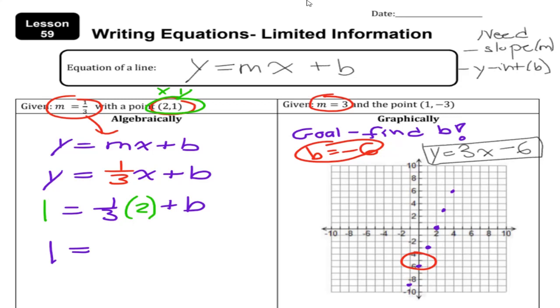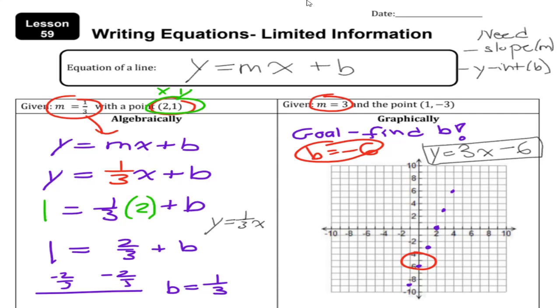2 times 1/3 is 2/3. And then I'm going to use my calculator now to isolate my b. I'm going to move my 2/3 to the other side. And b equals 1/3. So then once again, I have to remember that the final step is to put the pieces together. I now have my slope. I now have my y-intercept, which is what I needed. So those two pieces go together. y equals 1/3 x, and since that's positive, plus 1/3. That is my equation of that line.